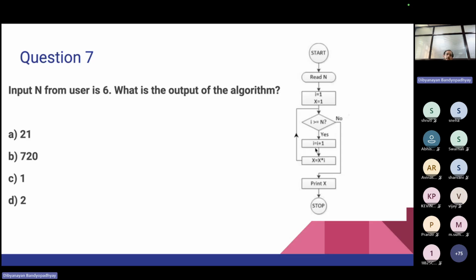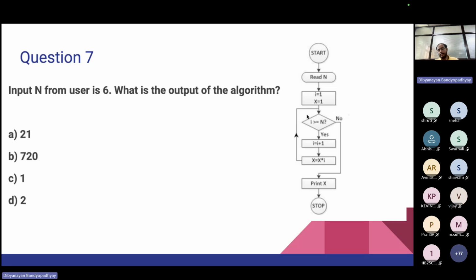Sir, here we defined that n is taken as 6. I value is 1. Since I is given 1, is I greater than or equal to n? I is 1, greater than or equal to 6, means it is no. So we will go to no, and print the text stop. Correct, correct. No, that is correct.